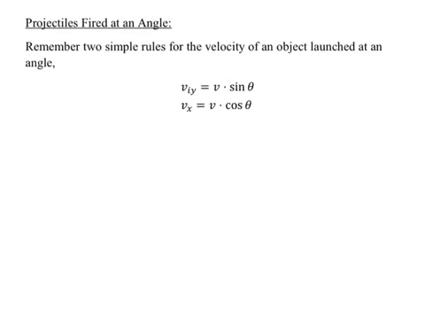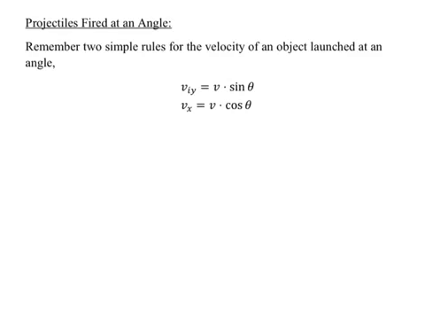So we need to remember that we have really two simple rules for the velocity. The velocity in the y is v sine theta, and the velocity in the x is v cosine theta. These are the rules that we came up with when we looked at trigonometry, and we came up with these when we were talking about the force applied at an angle. If you want to find the x component, just take the value of the vector and multiply by the cosine of the angle. If we want to find the y component, take the value of the vector times the sine of the angle.